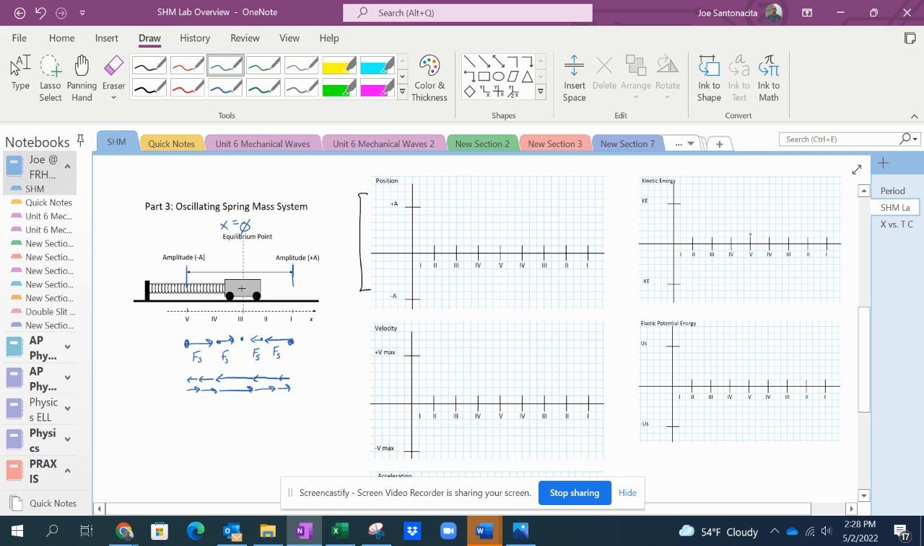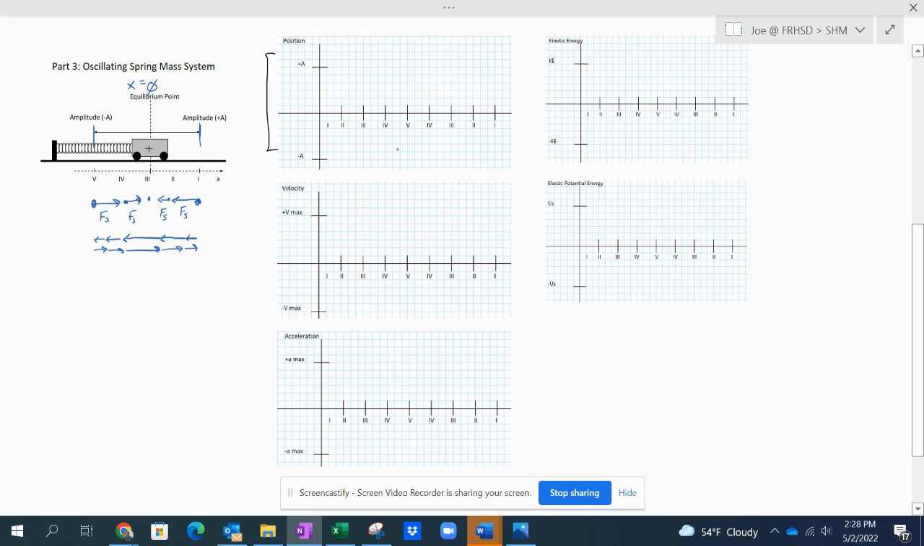So when you look at the graphs here, and we look at position one, it is at its maximum amplitude. As it goes to the equilibrium point at position three, the graph goes to zero. Then at five, it goes to the negative amplitude. As it oscillates back to three, the position is zero, and then one is at its maximum amplitude again.